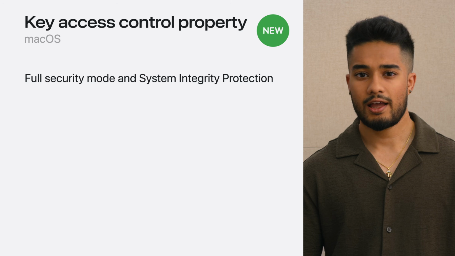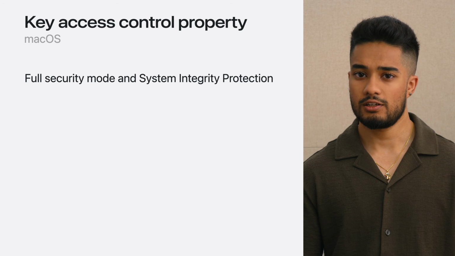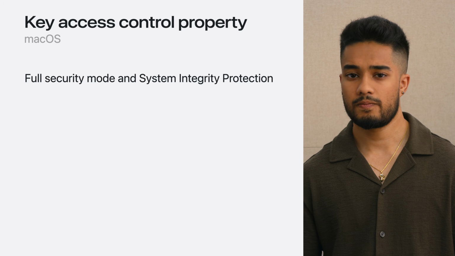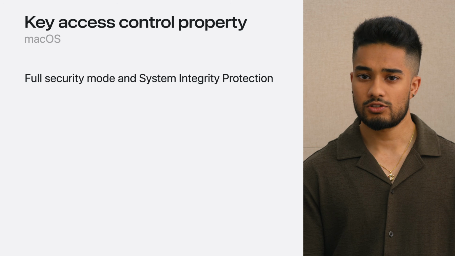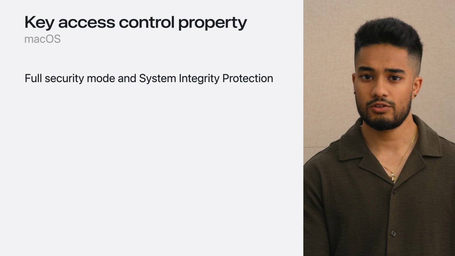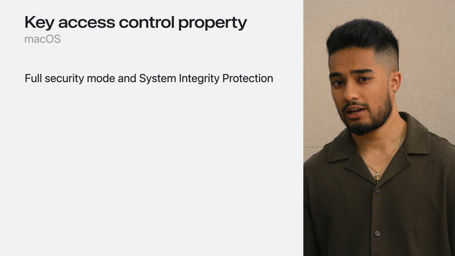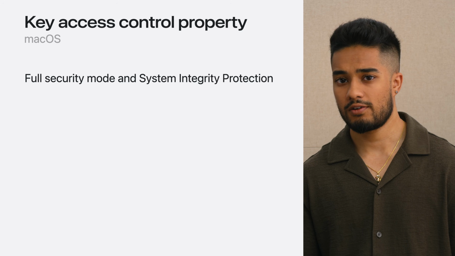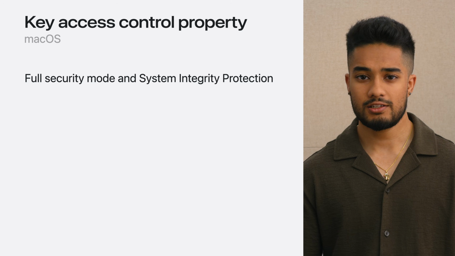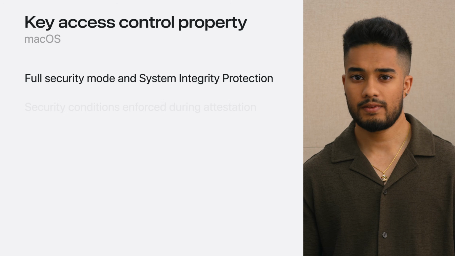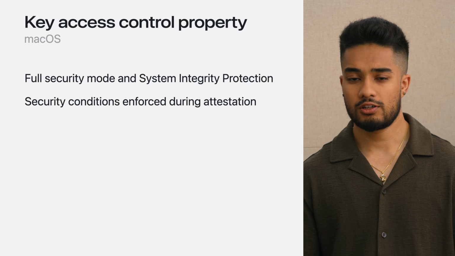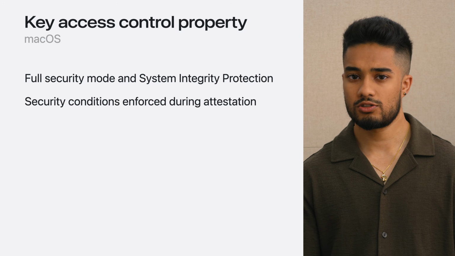On macOS, App Attest configures each generated key with a policy that requires full security mode and system integrity protection. Full security mode ensures the highest level of security and verifies the integrity of the operating system on the user's device. System integrity protection prevents the execution of unauthorized code and protects system paths. These are both enabled by default on Mac devices. By validating the key access control property, you can be sure of the security conditions that were enforced on the user's device.